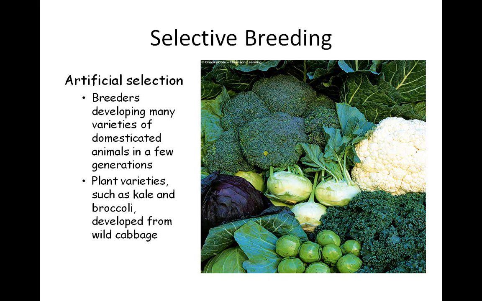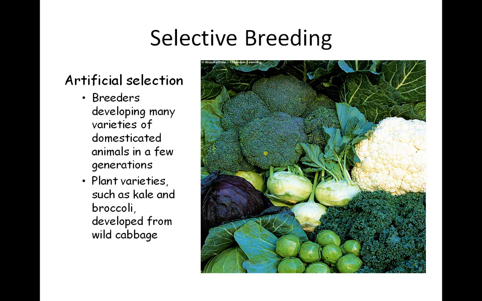Huntsmen were selectively breeding dogs to be better hunters. Farmers were selectively breeding vegetables and other types of plants so that they would get better vegetables. They would choose a trait that they wanted, and eventually, through generations and generations, try to maximize the expression of that trait.